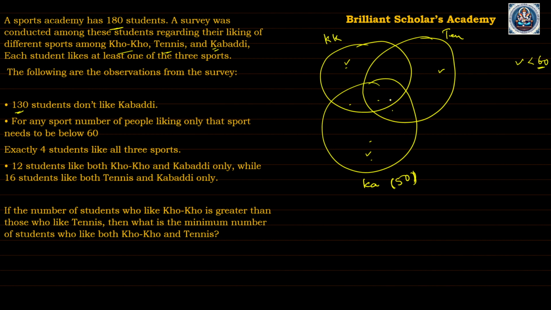There are 4 who like all three sports. The number in the middle is 4. There are 12 who like both Kho and Kabaddi only. This is going to be 12. There are 16 who like both tennis and Kabaddi only. So this is Kabaddi and this is tennis from above only. This is 16. So beautifully I have got this number directly. Kabaddi 12, 4, 16, that makes 32. 32 subtracted from 50.